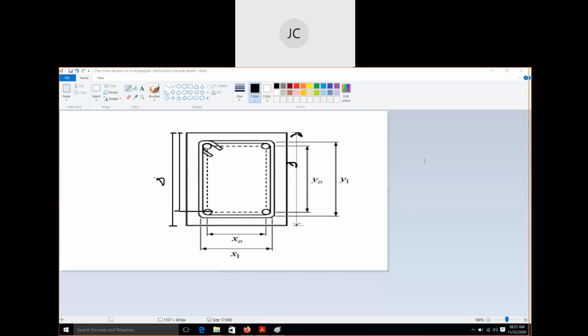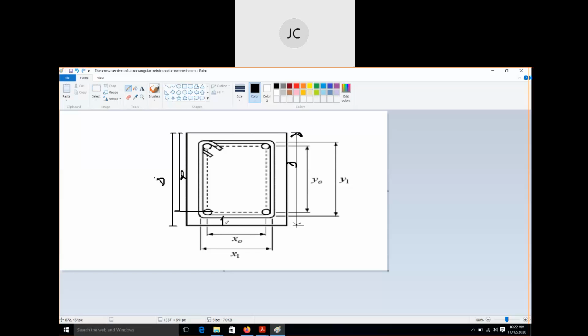Can you see this, all of you? This is our D. Okay. This is our small d, effective depth. Okay. So now this portion, this small d portion, is our effective depth.